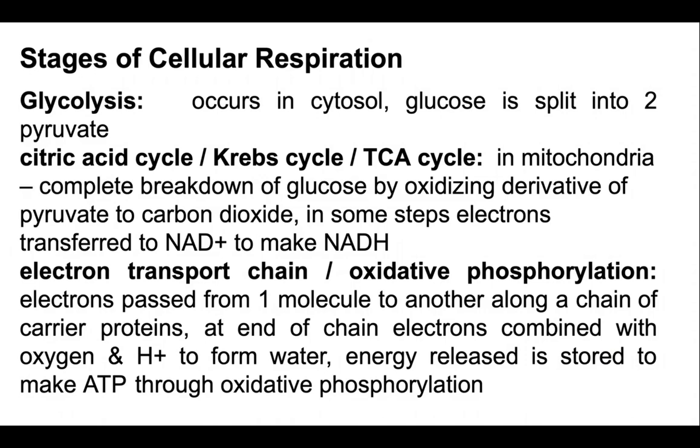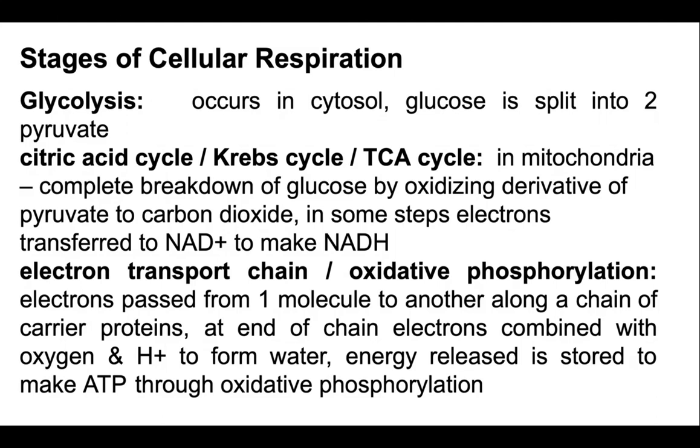So our cellular respiration stages, we start out with glycolysis. This is going to occur in the cytosol. During this process, glucose gets split into two pyruvates. The citric acid cycle, also known as the Krebs cycle, also known as the TCA cycle, which is tricarboxylic acid cycle, occurs in the mitochondria. This involves the complete breakdown of glucose.